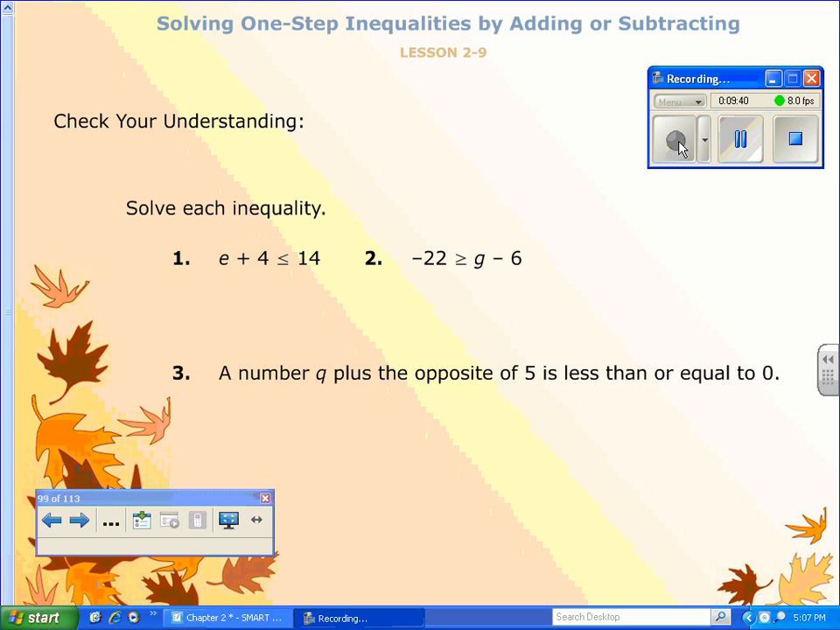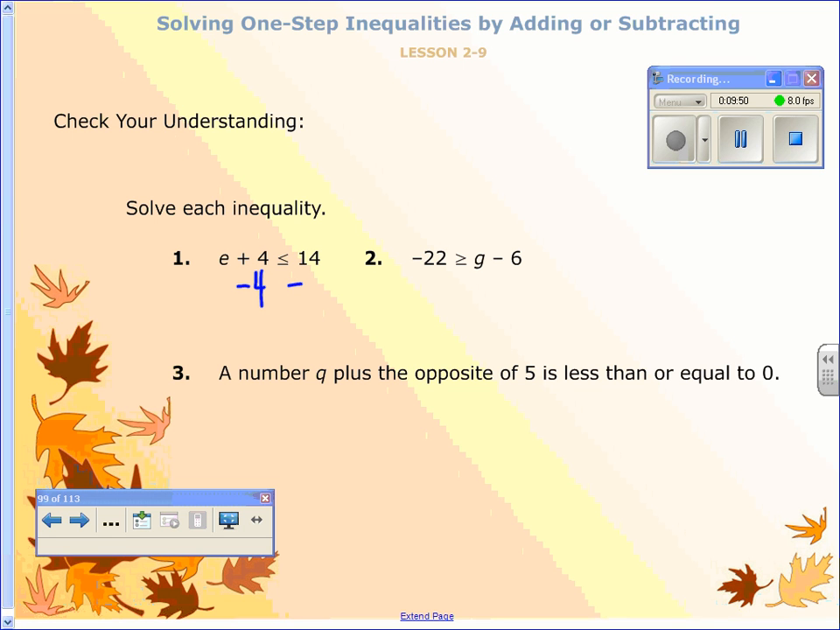All right, so let's check your understanding. For number 1, we have e plus 4 is less than or equal to 14. Well, my variable is e, and they have plus 4, so I need to subtract that 4. And I am left with e, carry down my sign, is less than or equal to 14 minus 4 is 10. That's my answer.